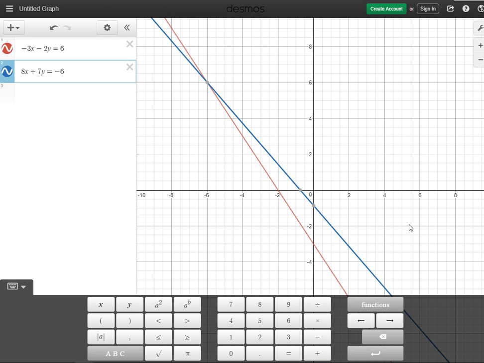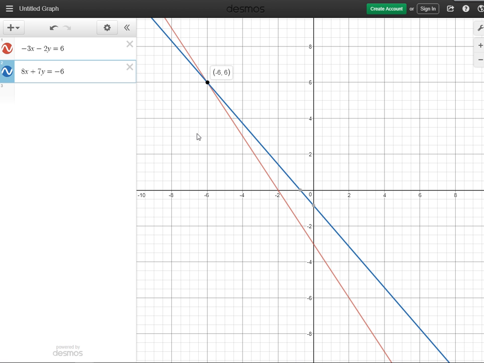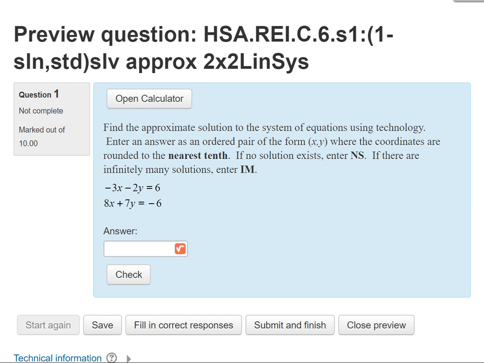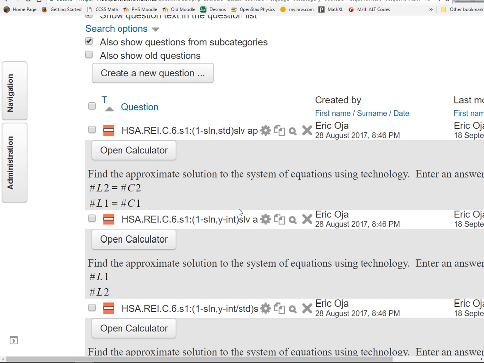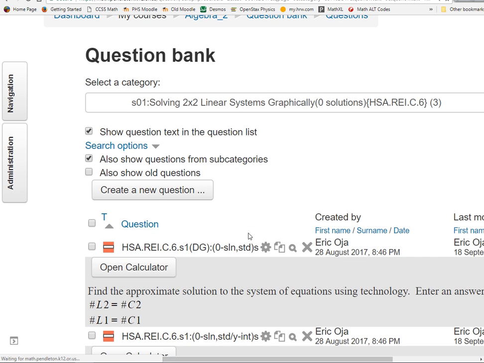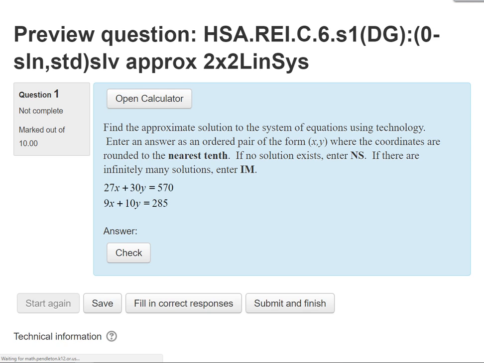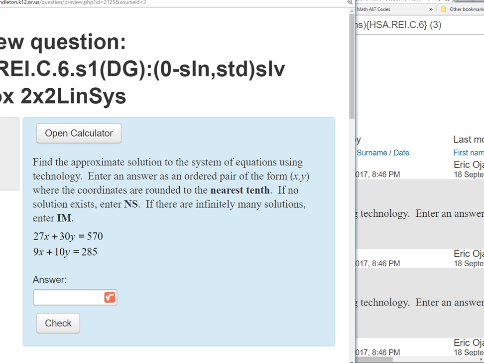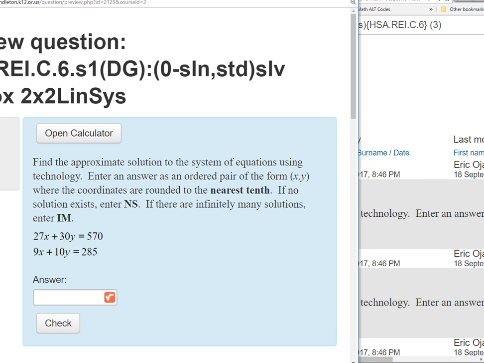How do you think I find the point of intersection? I just click on it. There it is. No big deal, right? Yeah, not a big deal. So let's just throw a couple more at you here. How about one like that?